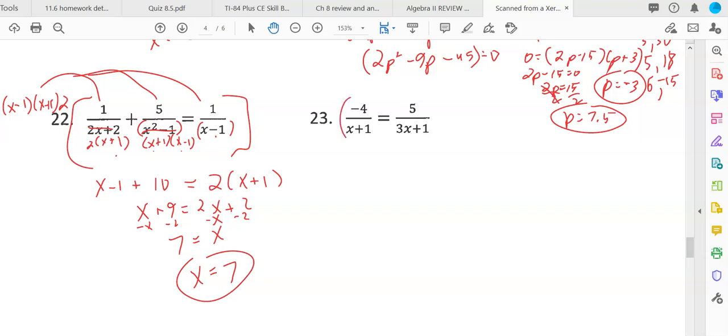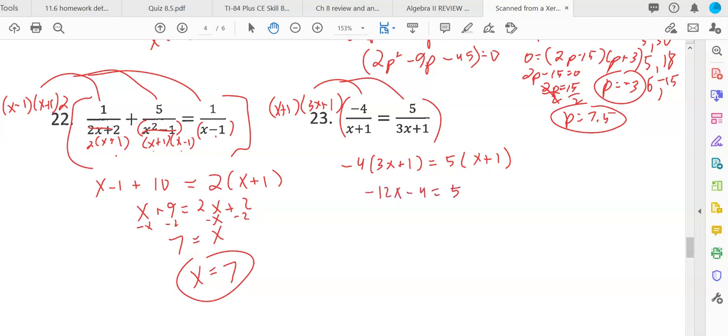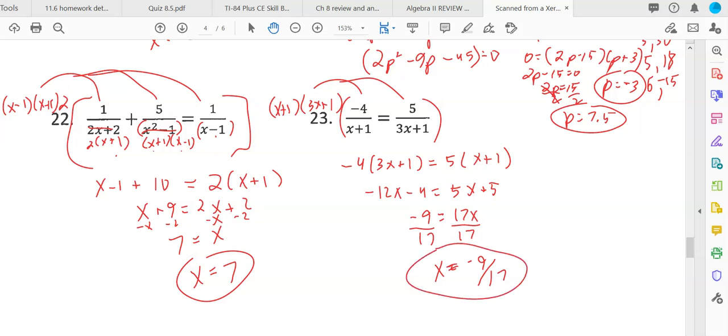This one looks like my LCD is just going to be x plus 1 times 3x plus 1. And distribute here, the x plus 1 is canceled, so negative 4 times 3x plus 1 equals 5 times x plus 1. So we get negative 12x minus 4 equals 5x plus 5. So I'm going to add 12x to both sides, so I get 17x, subtract 5, I get negative 9, divide by 17, so I get x equals negative 9/17, which, if you look at the denominator, that works just fine, so I think that's my answer there.